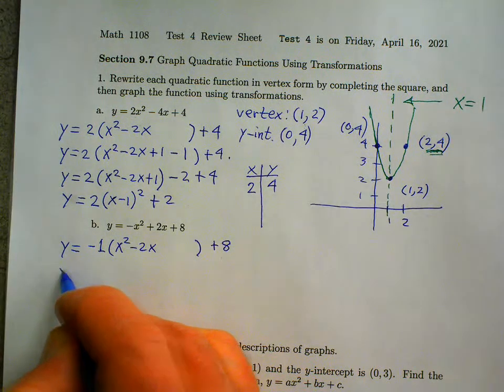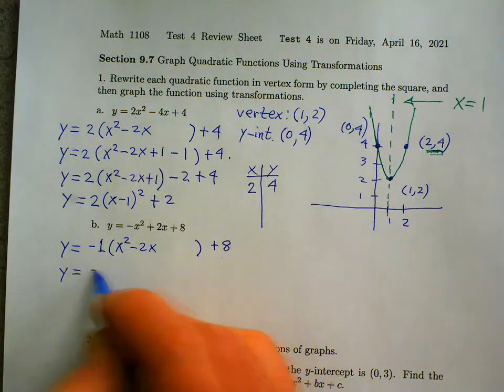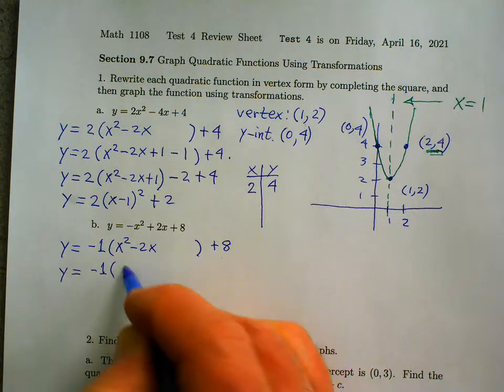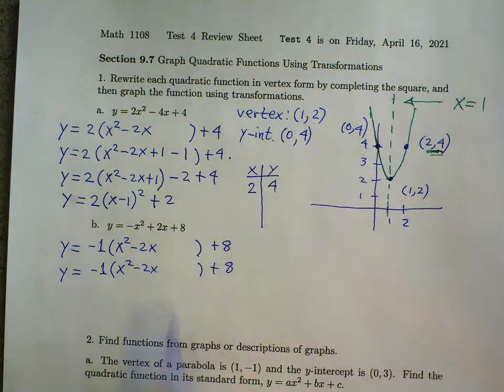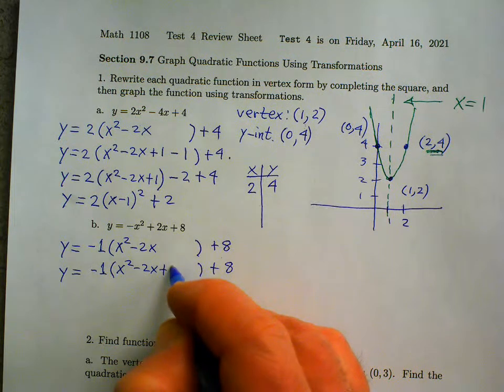In the next step, we add 0 inside the parentheses. So now we focus on x squared minus 2x. To create a perfect square trinomial, take half of -2 and square it. So half of -2 is -1. When we square it, we get +1. So +1 minus 1.